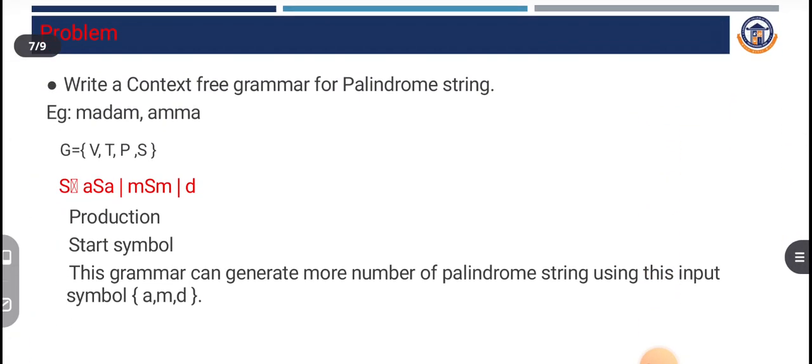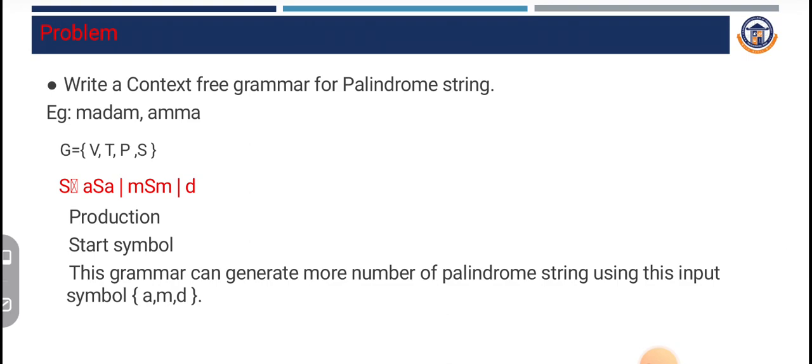So this is one of the example problems for context free grammar. Write a context free grammar for palindrome strings. What type of strings can be generated using the palindrome? Amma and then madam. So here we are using the symbols S, A, M and D. So these are all the input symbols. S is the starting symbol of the grammar, and A, M and D.